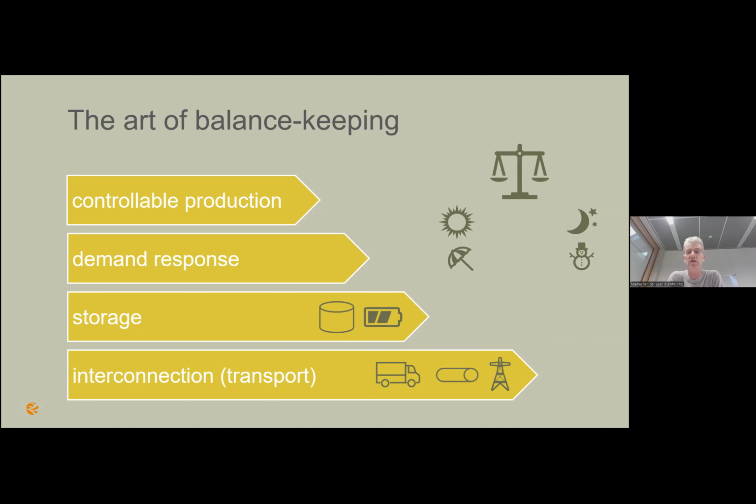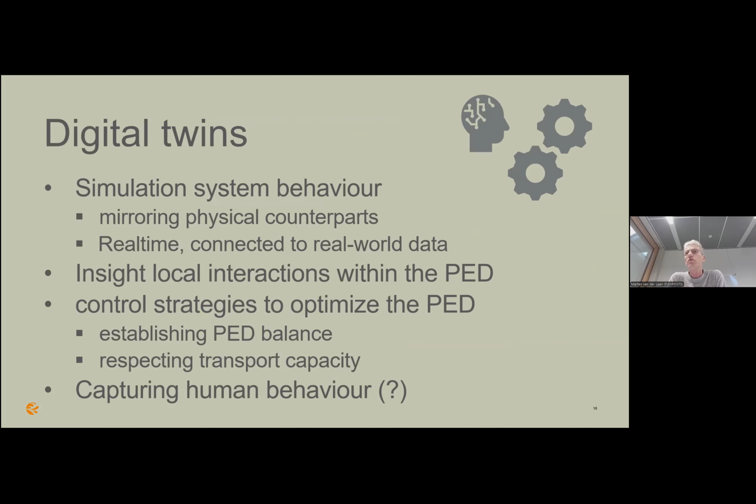If you advance to the next, and that is more or less when you want to operate your system, when you want to design an algorithm, when you want to do control strategies, you could do it right from the start on the actual real world, but better you do simulations. And in order to do good simulations, you need representative digital twins. So there is where the twins come in, which is typically mirroring physical counterparts. It's real-time connected to real-world data, and you can use it to test and implement and optimize control strategies.